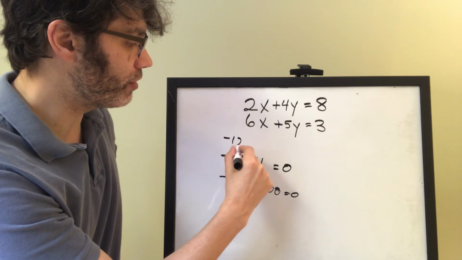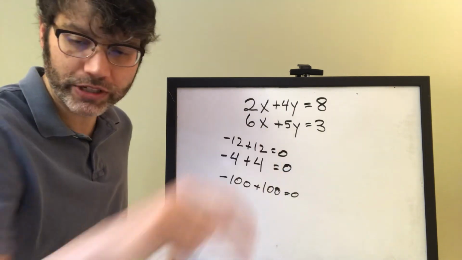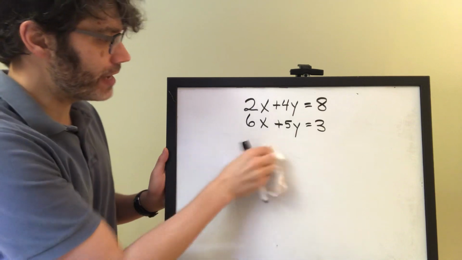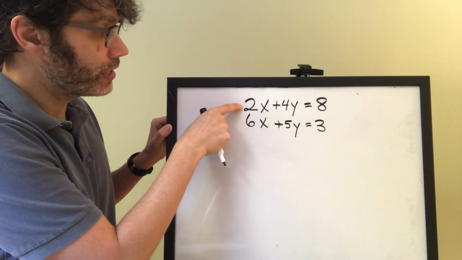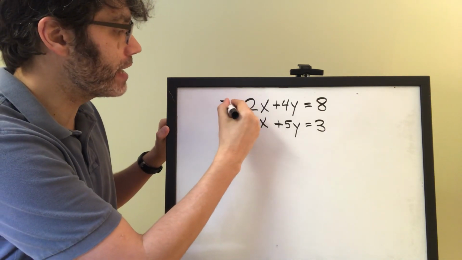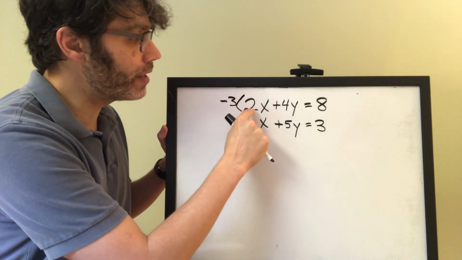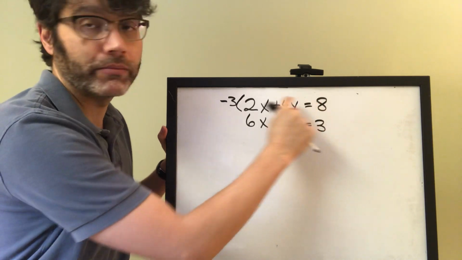Negative 12 plus 12. Negative 12 and 12 are additive inverses. They become 0. So in this case, we could say that the additive inverse of 6 is negative 6. So to make this 2 into a negative 6, we need to multiply it by a negative 3.